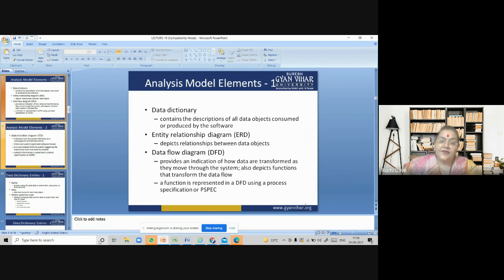Another thing is DFD. DFD, what? Data flow diagram, which indicates how data are transformed and how it moves through the system, and also depicts the functions that transform the data flow. Another thing is that the function we represent in DFD using a process, using the specification. So we use process specification and discuss it.